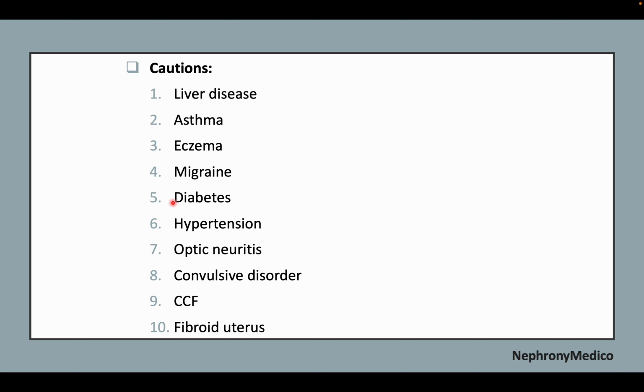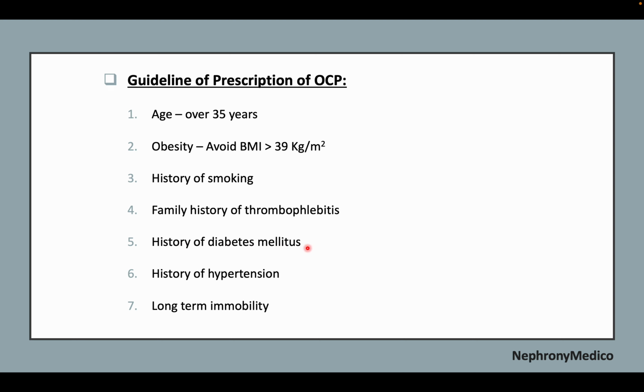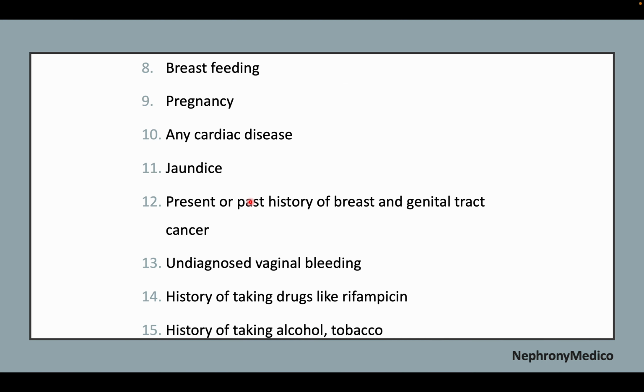Now, guidelines for the prescription of OCP. Age should be below about 35 years, and obesity should be considered, avoiding BMI more than 39. History of smoking, family history of thrombophlebitis, history of diabetes mellitus, history of hypertension, and long-term immobility should be noted. Also consider breastfeeding, pregnancy, cardiac causes, jaundice, past history of carcinoma, undiagnosed vaginal bleeding, history of taking drugs like rifampicin, and history of taking alcohol and tobacco.